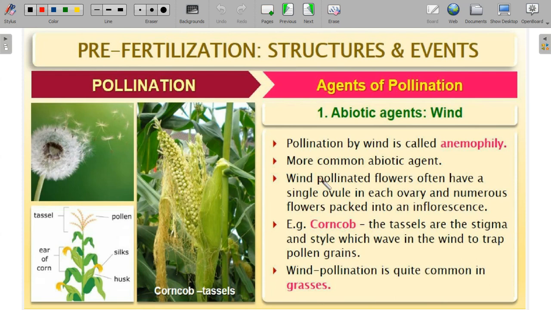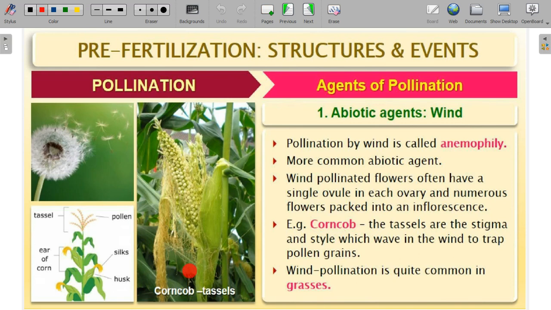Wind pollinated flowers have a single ovule in each ovary. Each and every ovary will have only one ovule. They won't ever have more than one. But there will be numerous flowers in a single inflorescence. The arrangement of flowers on the floral axis is called inflorescence. In a single inflorescence I'll have numerous flowers, such that each and every ovary has a single ovule. For example, take the corn cob here.